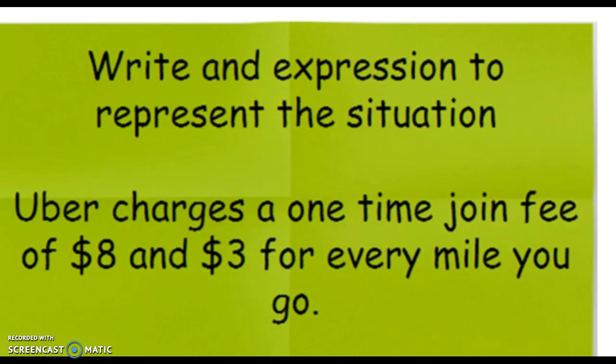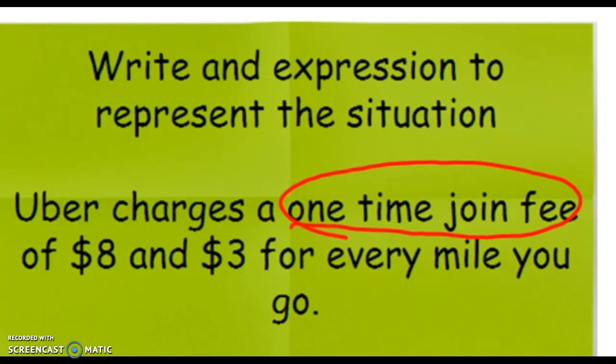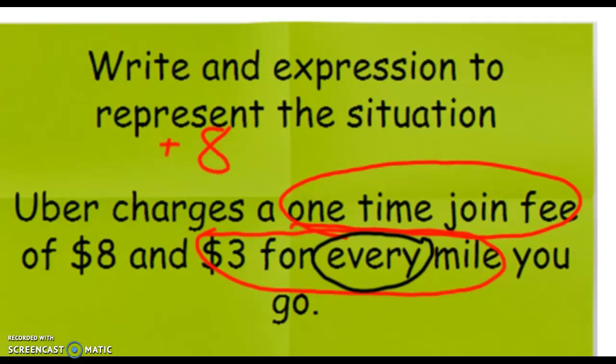All right, here's another one where we need to write an expression to represent the situation. It says a one-time join fee. That is a hint that that is the number that does not have a variable with it. So it's $8, so I know I'm going to have plus 8. But now I just need to figure out what goes in front of it. It says $3 for every mile. This word every, that's what tells you that the 3 and your variable have to go together. So my expression would be 3m plus 8.